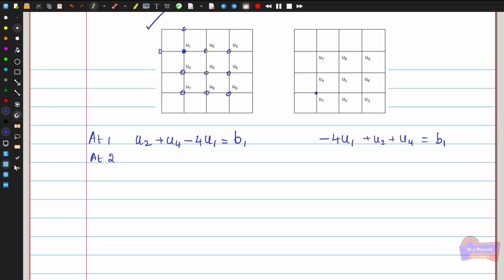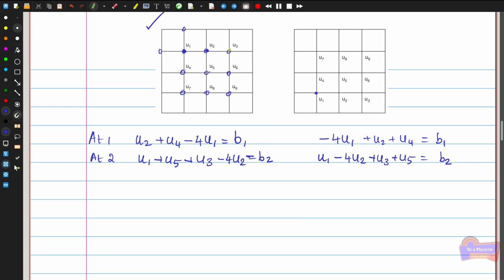Similarly, I can find the value at 2. That means at this point, now we have i plus 1, i minus 1, and j minus 1, but we don't know what j plus 1 is. So I can write this equation as u1 plus u5 plus u3 minus 4 times u2, which is equal to the boundary value 2. Similarly, I can write this in order: u1 minus 4 times u2 plus u3 plus u5, which is equal to b2.